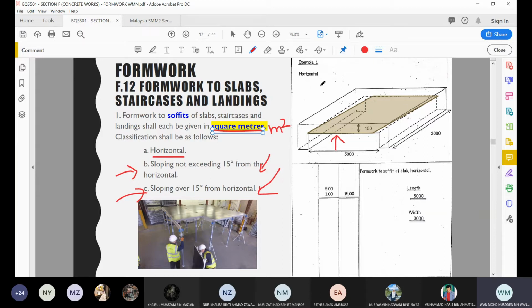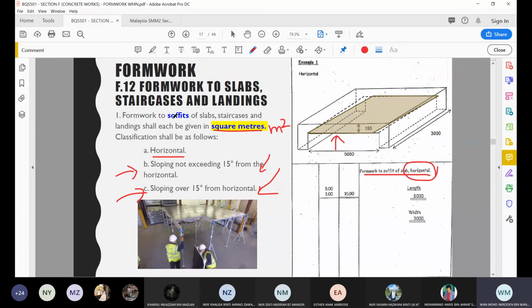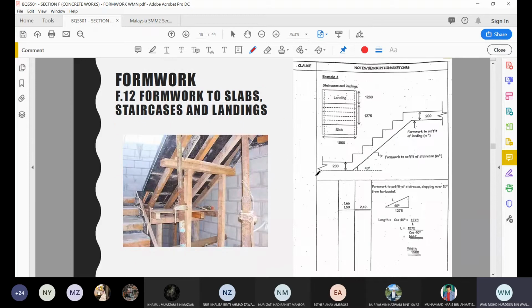For example, here the length is 5,000 and the width is 3,000. So 5,000 times 3,000, just like that. Formwork to soffit of slab, horizontal. Horizontal needs to be stated, because that is the classification of that formwork to soffit. Soffit of slab, staircase and landings. The situation for soffit of slab is okay, but if we go to the staircase and landing, of course there will be sloping.